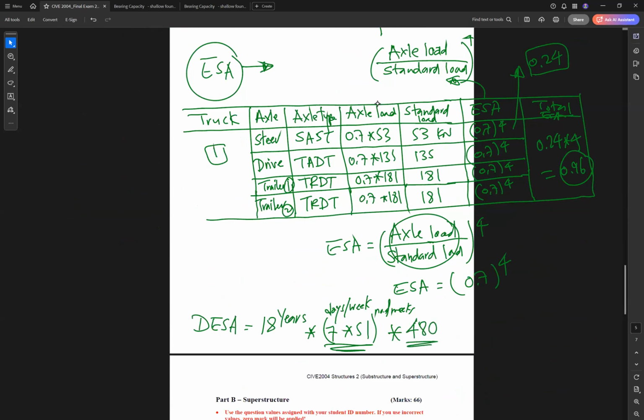So this is the number of running. Number what? ESA. How much ESA do we have? 0.96. So 18 times 7 times 51 times 480 times 0.96. This gives us 2.961 times 10 to the power 6 ESA, or in other words, 2.96 million ESA.